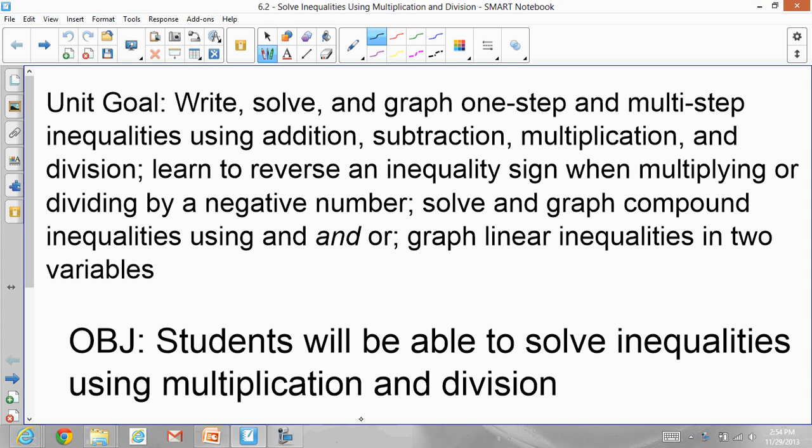Today you will learn solving inequalities using multiplication and division, and this is really an important concept. Make sure that you constantly pause the video, understand, and rewind and continue.